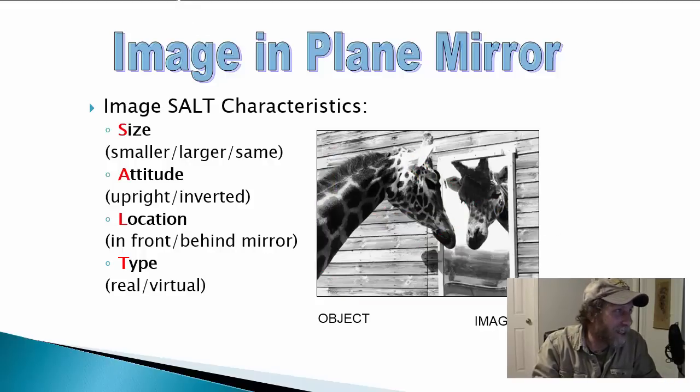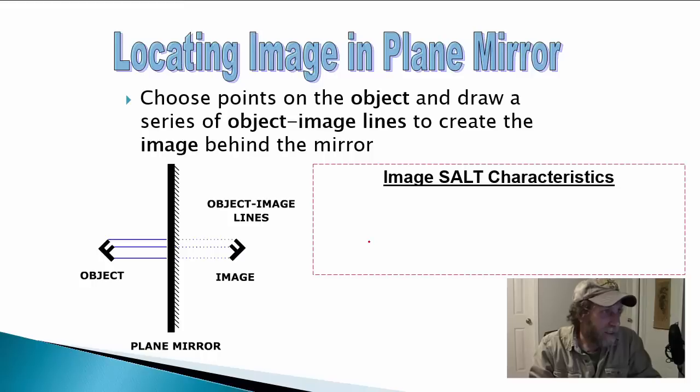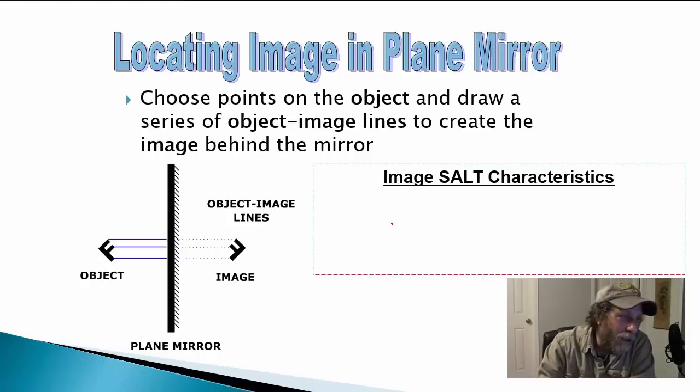Okay, where am I at? Let's see if there's a little bit more of this or what. Okay, so I'm just going to show you this, and I'm just going to do it really quickly, because this is what you're going to be doing in my next video tutorial, locating the image in a plane mirror and looking at the SALT characteristics. What I've got here is a mirror. This is the front of the mirror. This is the back. This is an object. I've just drawn the letter F, and what we try to do is form the image. How is it going to look?